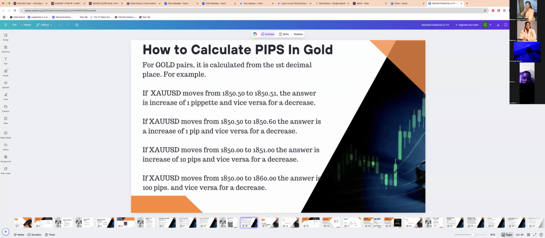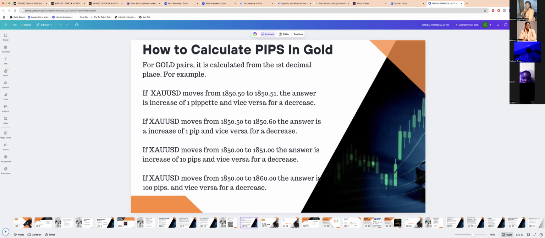Right? On that for XAUSD, is it the first or the second or the third decimal place? You guys, sharp answers only. So if the first decimal place is the pip, what will be the pipette? Second decimal place.